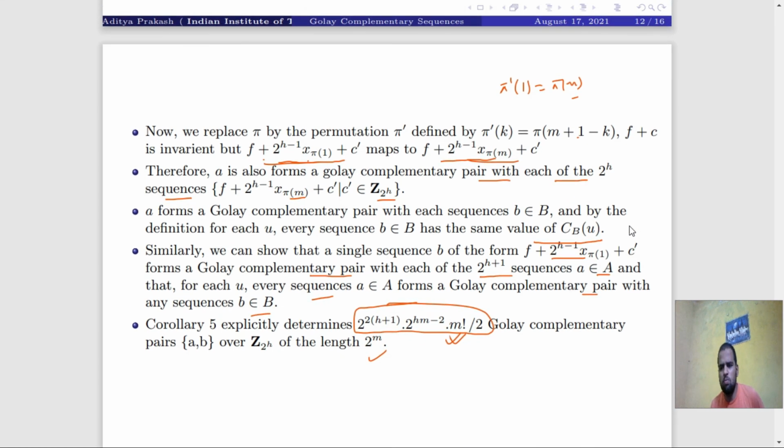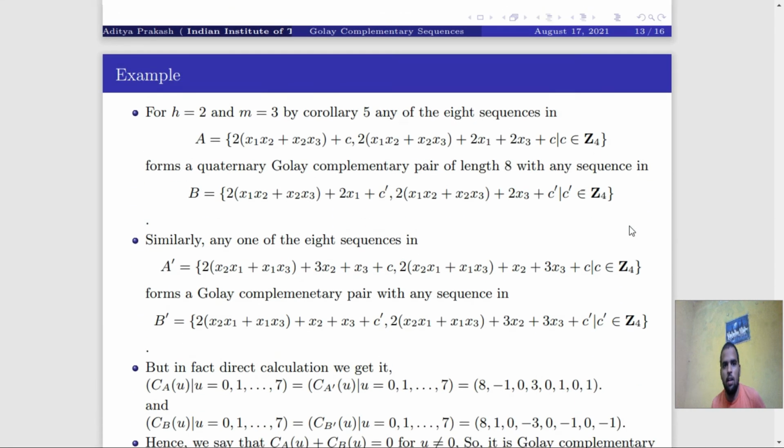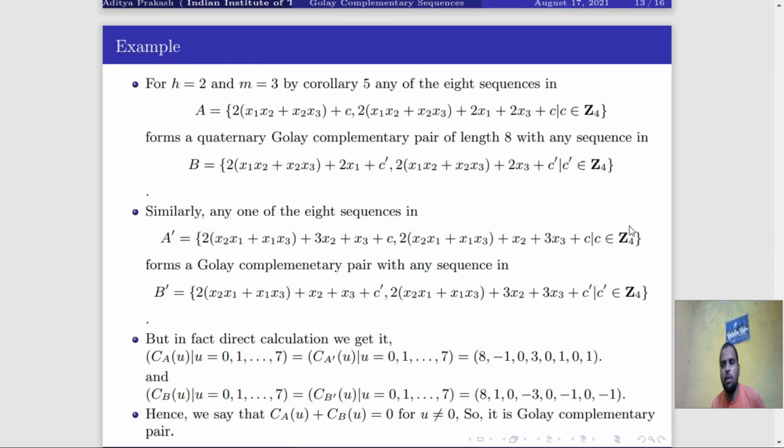And let us, with the help of one example, I show how these things are working. Let us take a simple example based on periodic 5, and let's take h equal to 2 and m equal to 3. Any of the 8 sequences, we take an 8 sequence. That means A belongs to 2 h, x1 x2 plus x2 x3 plus c, defined by h, but we simply take h equal to 2 and m equal to 3.